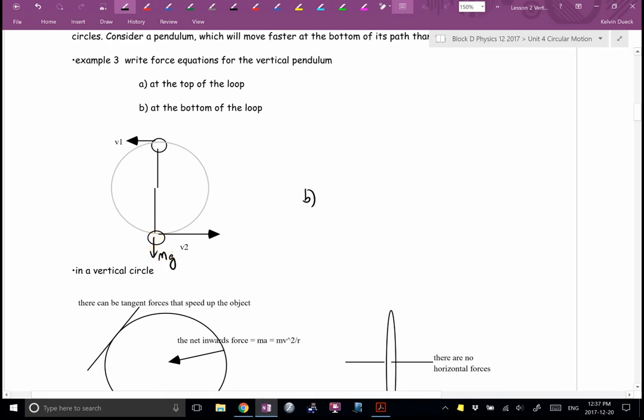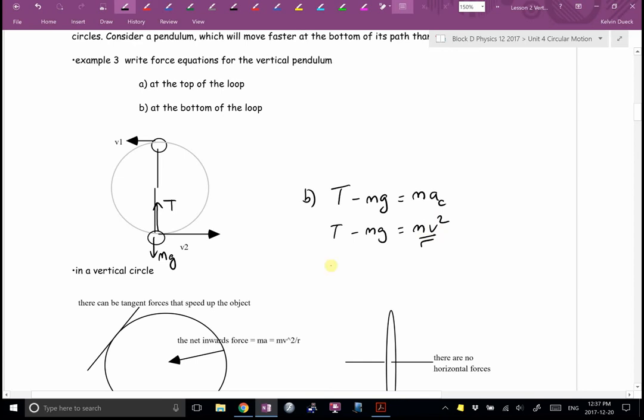What else? A rope. Tension. In fact, this is the equation which is going to have a T for tension and could also have a T for period. Don't get it mixed up. So, tension. Who's winning? So at the bottom of the loop, we would have this. Tension minus mg equals mac. Or tension minus mg equals mv squared over r.